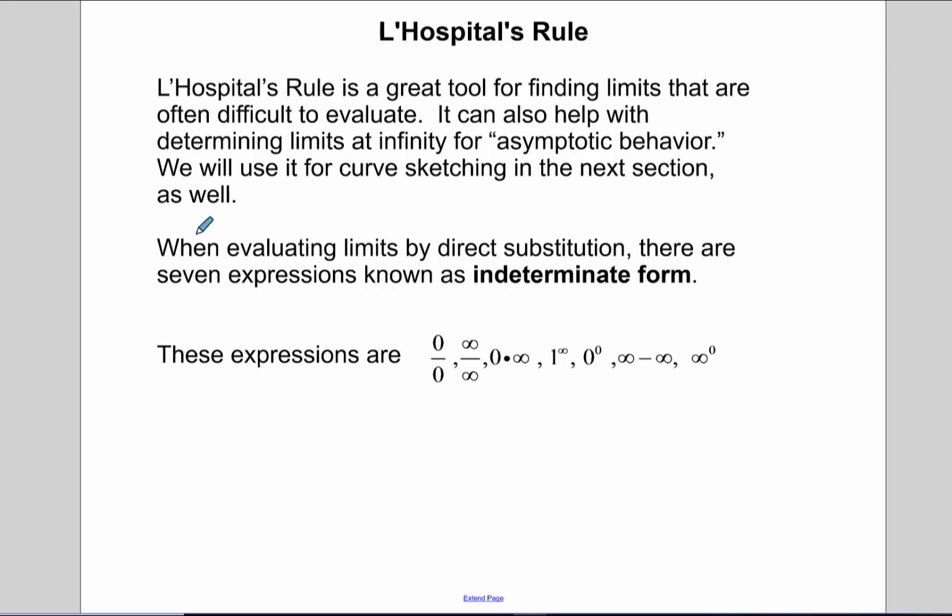And when we're evaluating limits by direct substitution, you should be aware that there are 7 different expressions known as indeterminate form. In AB Calc, we don't use all of them. We're going to mostly be concerned with 0 over 0, infinity over infinity. The other ones you will see in Calc 2 and Calc 3.